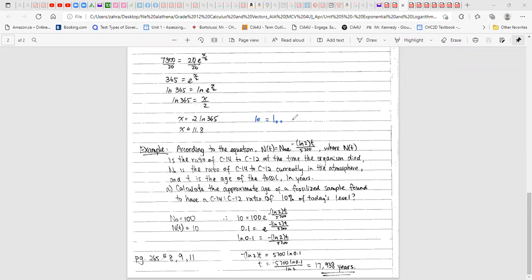That's what 10% means. Negative ln 2 multiplied by t divided by that number. So first thing we do, like the previous example, we have to divide both sides by 100 to get rid of this 100 here. Divided by 100, this is 0.1. So 0.1 is now equal to e to the power of negative ln 2 t, divided by 5,700.